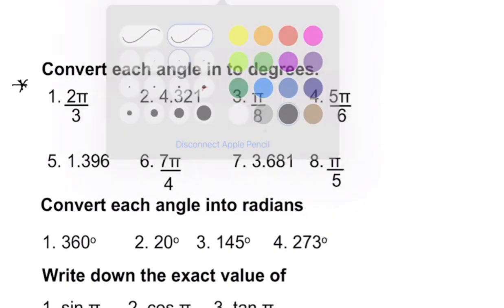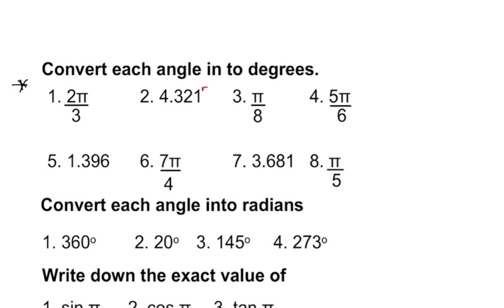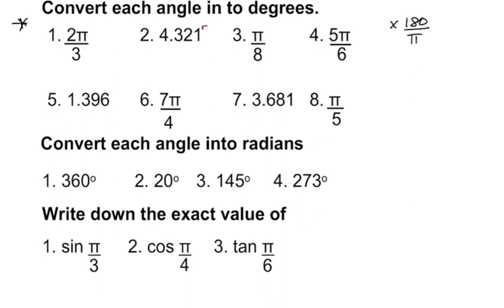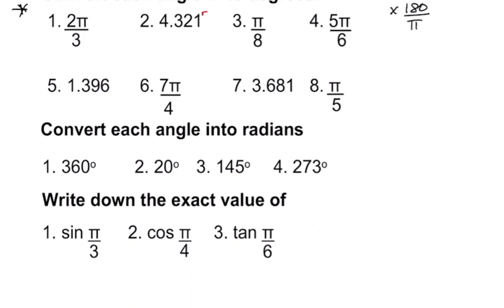So to convert radians to degrees, we multiply by 180 over pi, or multiply by 360 over 2 pi. Again, this one says convert each angle into radians, so the conversion is multiply by pi over 180.